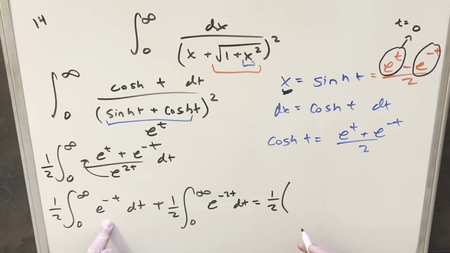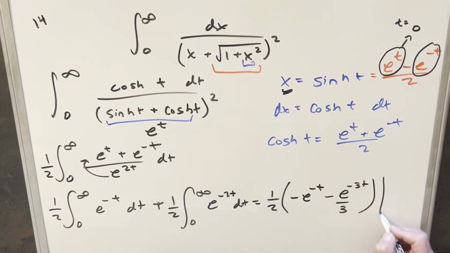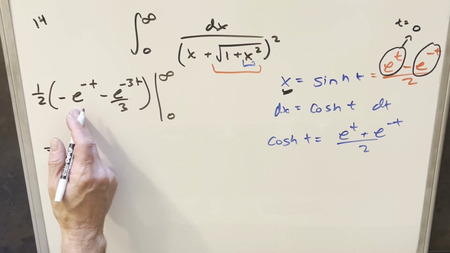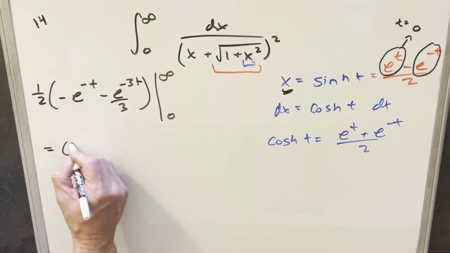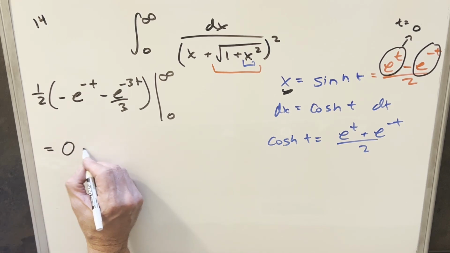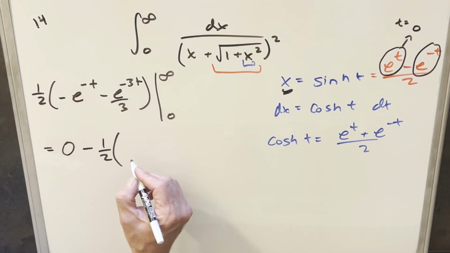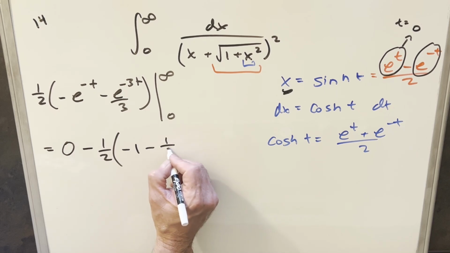Now integrating e to the minus t, that's going to be minus e to the minus t. Then the integral here is going to be minus e to the minus 3t over 3. And we just need to evaluate from 0 to infinity. Notice at infinity, because these are exponentials with negative exponents, everything is going to 0. So this first term is just going to be 0. Then for the second part, we're going to have minus 1/2. And then we plug a 0 into this first piece, we're going to have a minus 1. And then plug a 0 in here, we're going to have minus 1 over 3.